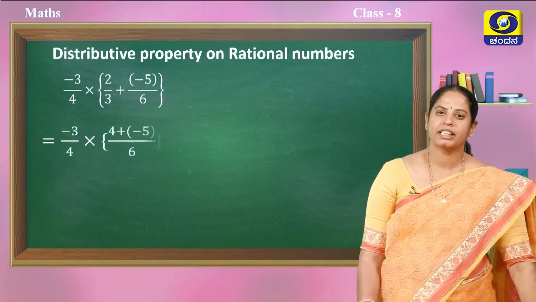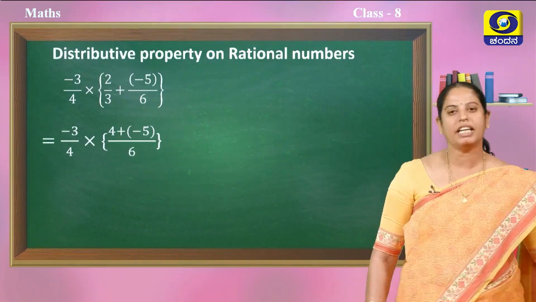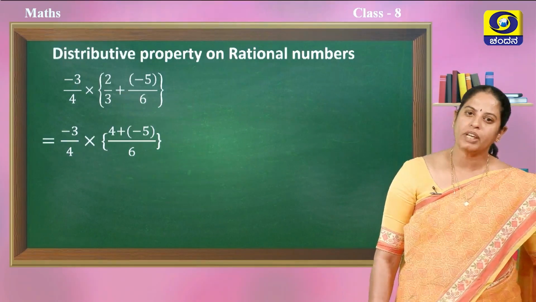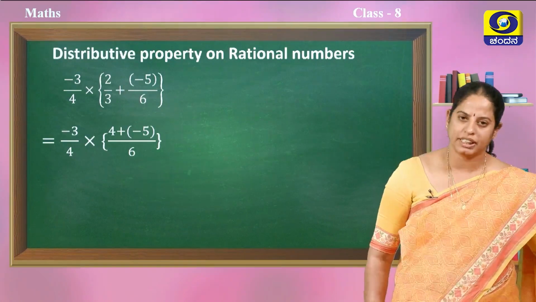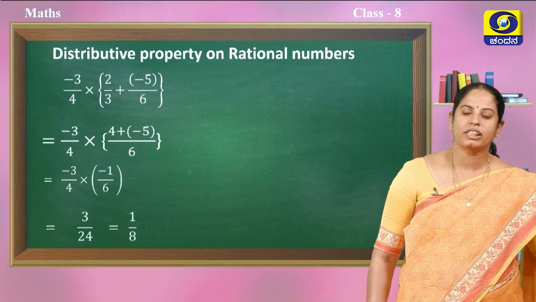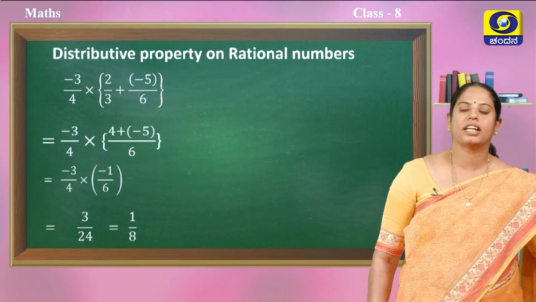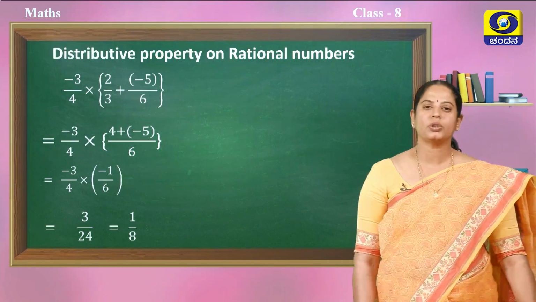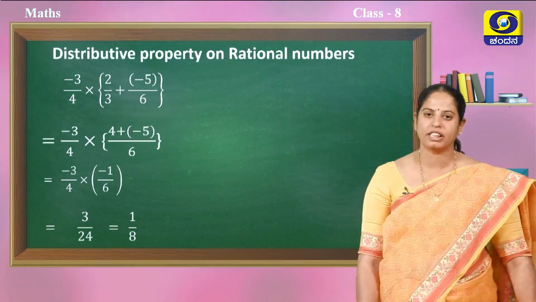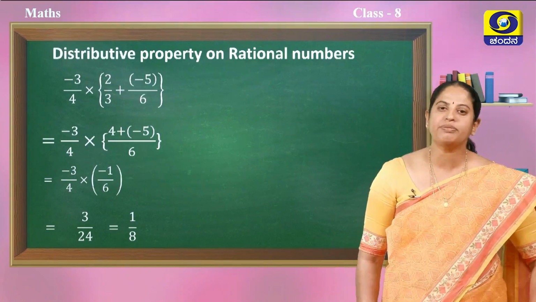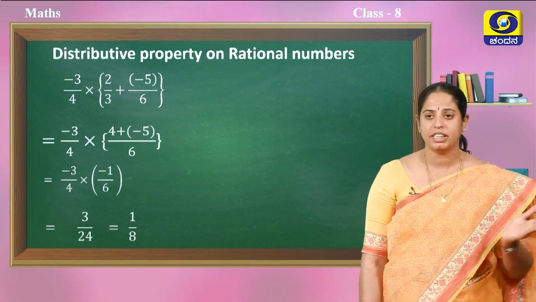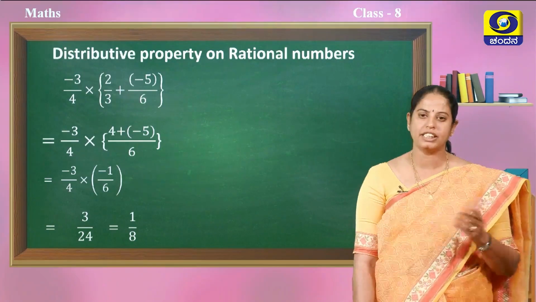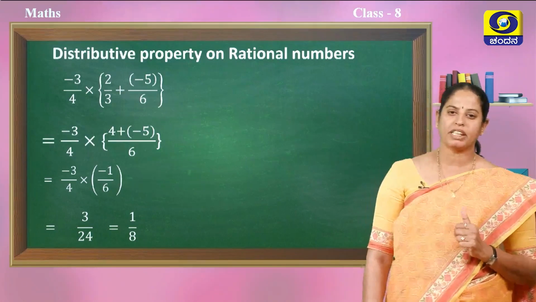Let us take an example of 3 rational numbers and verify the distributive property. Minus 3 by 4 into 2 by 3 plus of minus 5 by 6. What I do is, observe, I will take the LCM for 3 and 6, it is 6. Then 3 2s are 6, hence 2 2s are 4 plus of minus 5. That is when I simplify 2 by 3 plus minus 5 by 6. We have discussed the addition of rational numbers in detail in the last 2 classes, hence it is very easy for you now. It is minus 1 by 6.